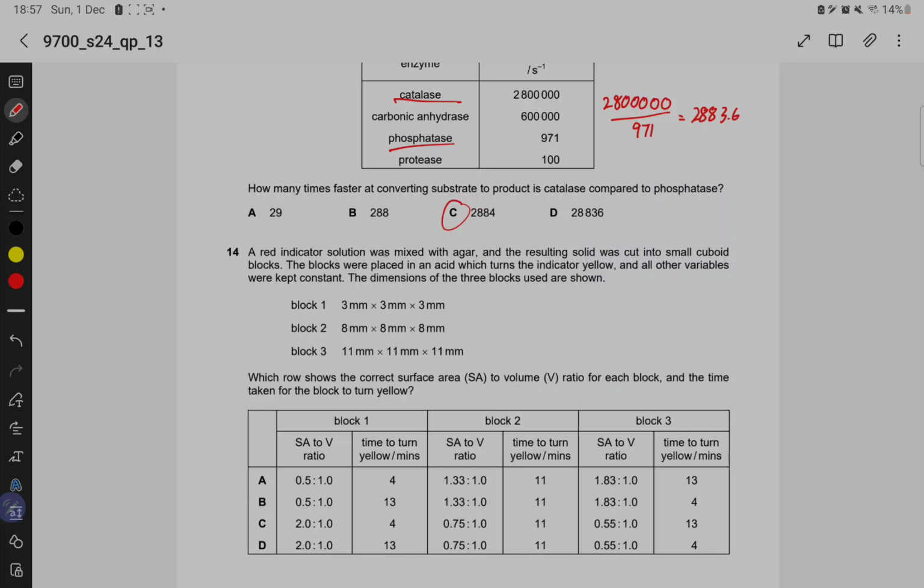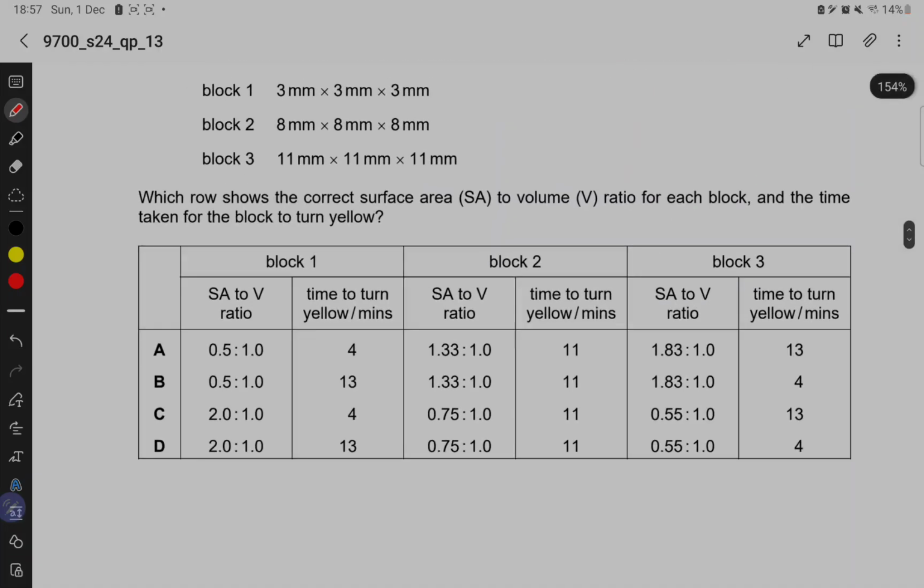Red indicator solution was mixed with agar, and the resulting solid was cut into small cuboids. The blocks were placed in acid, in which the indicator turns yellow, and all other variables were kept constant. The dimensions of the 3 blocks used are shown. So basically, let's break this question down.